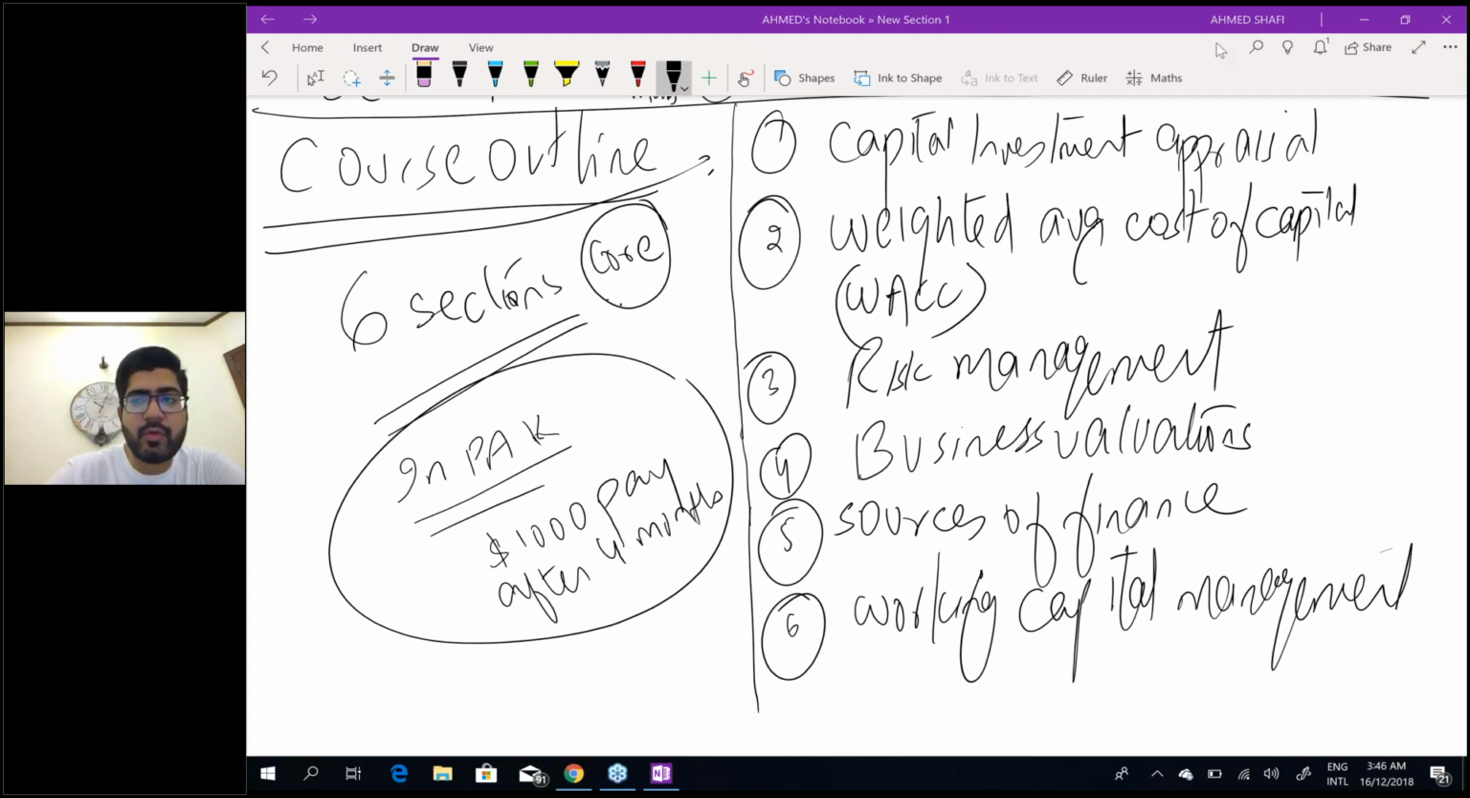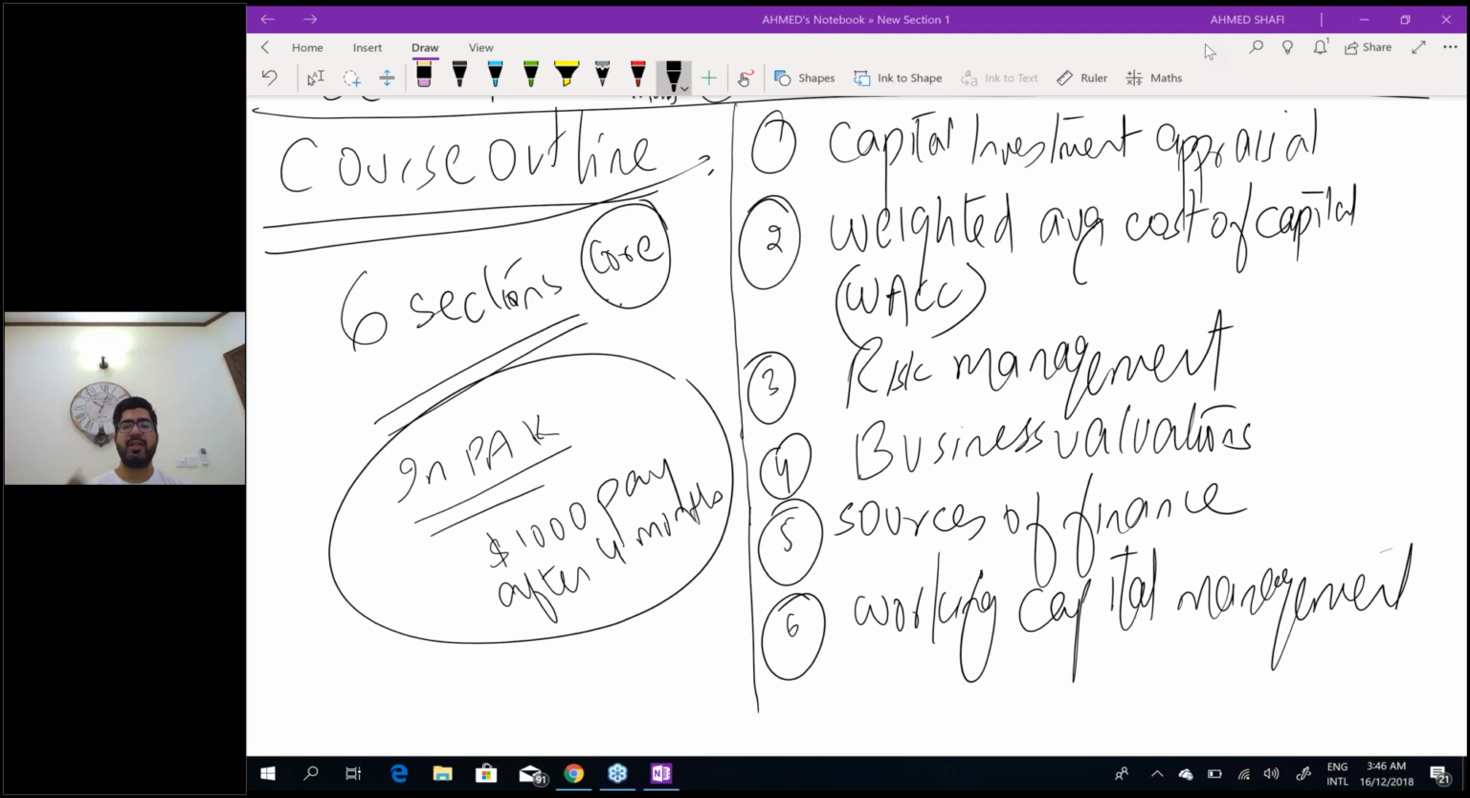Like for example, you are going and suddenly you see a textile factory. You plan to buy that textile factory. Again, you might be interested in getting to know what is its value. So in business valuation, you are primarily interested in finding the value of the business. Okay. Topic 5, sources of finance.